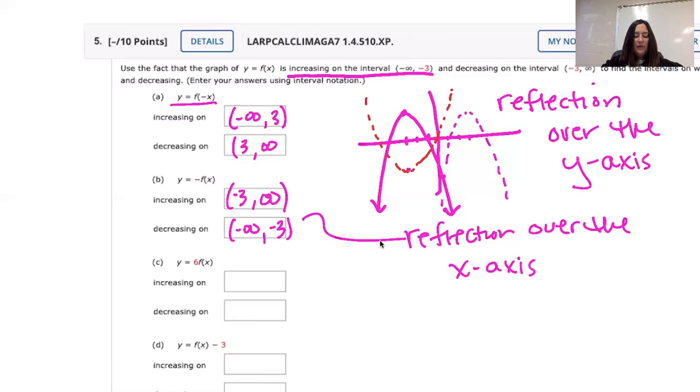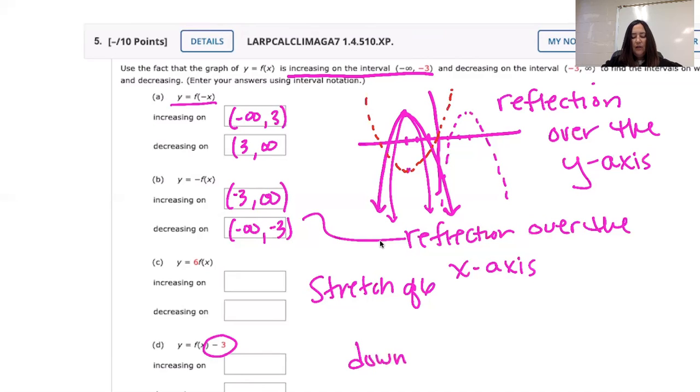On the next part, this is a stretch of 6. So it's stretching it out, and by stretching it out, it is not necessarily moving your vertex. That vertex is still going to be there, but it's stretching and making it look skinnier. But your increasing and decreasing in that case are not changing. Now, when you get down to the next one, that is the shift down 3. Again, if you're shifting that function down 3, it's not going to change your increasing and decreasing.